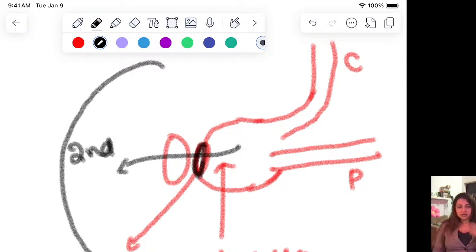Okay, so one integration of the pharmacology, the ANS, okay? So what do you think? Whenever there is parasympathetic stimulation, what's going to happen to the sphincter of Oddi?